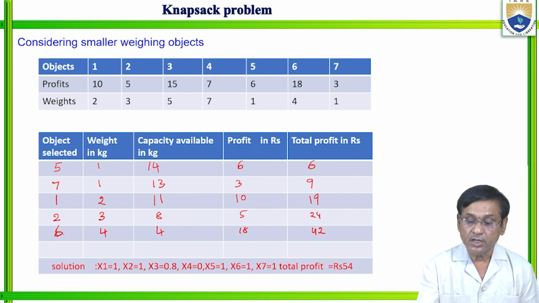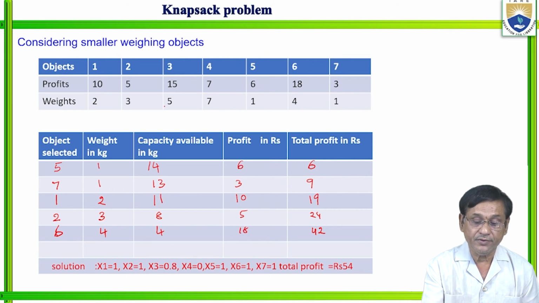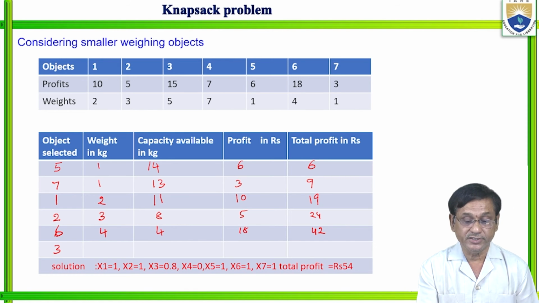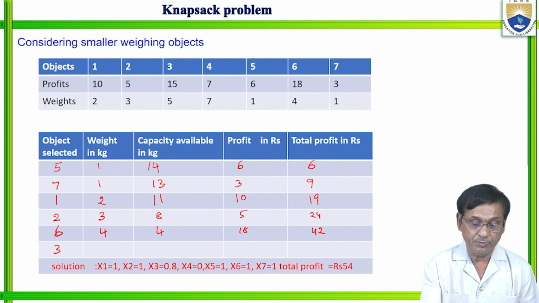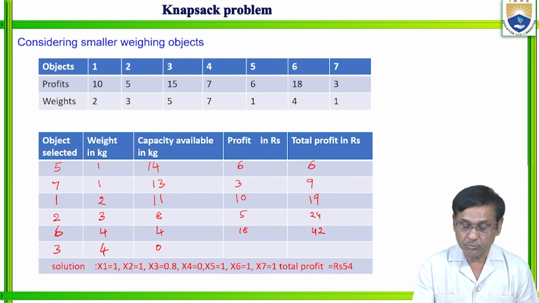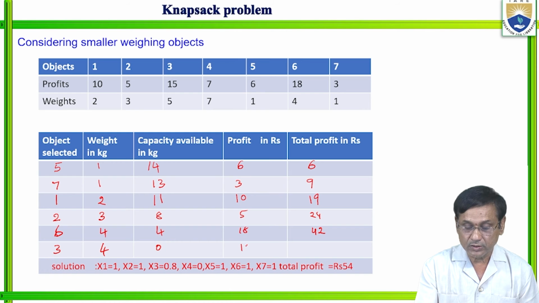So next, after selecting this, 5 is the next lowest or smallest object, so that you can select the object 3 and the weight of that object is 5 kg, but we cannot consider this 5 kg because only 4 kgs are left over here, so that we can consider only 4 and this becomes 0 and for the corresponding 4 we have to find out the profit. So what is that profit? That is 12 only, so that you are getting 54. 0.8 kgs we are considering.